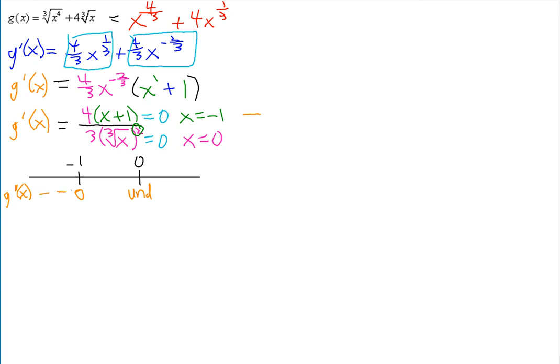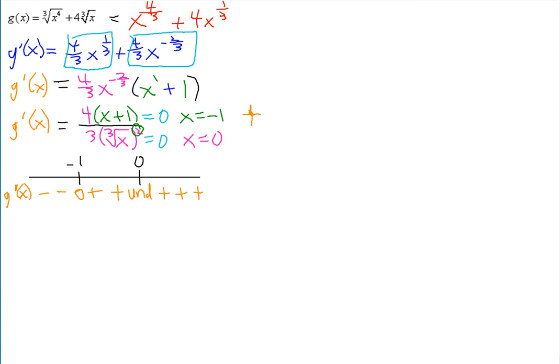Here you could test negative 1/2. Plus 1 is going to be positive. Again, we don't have to worry about the squared there. That's never negative. So that's going to be positive there. And then if you test positive 1, something greater than 0, 1 plus 1 is positive. So it stays positive there.